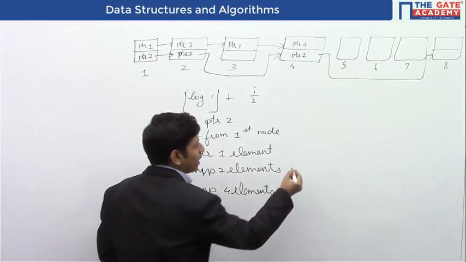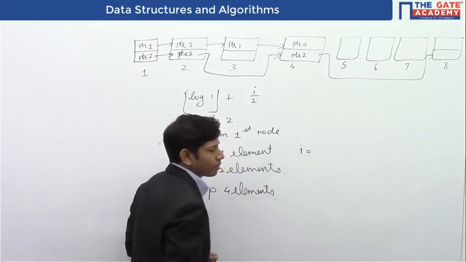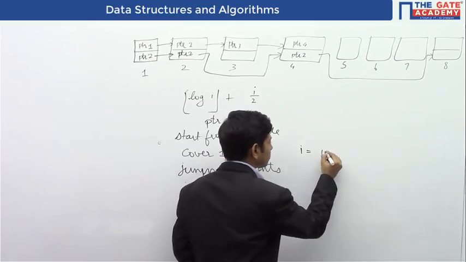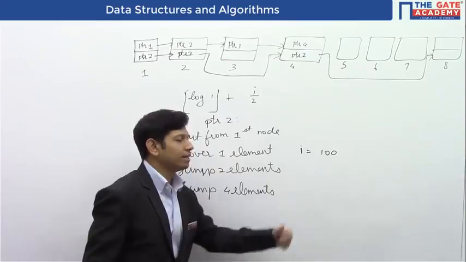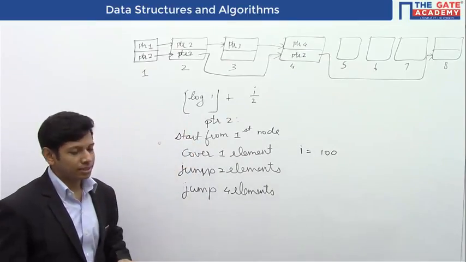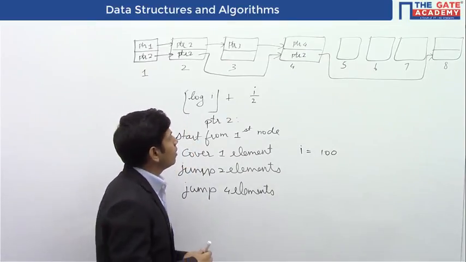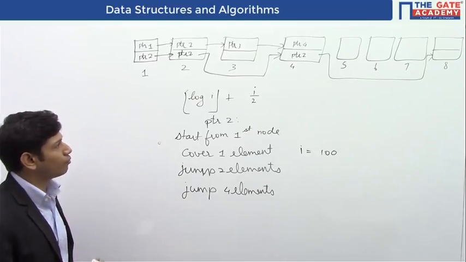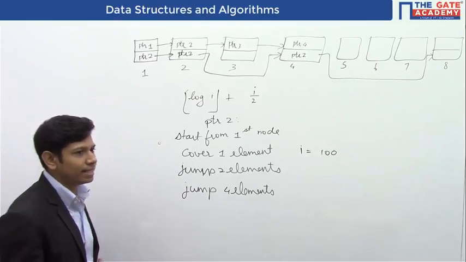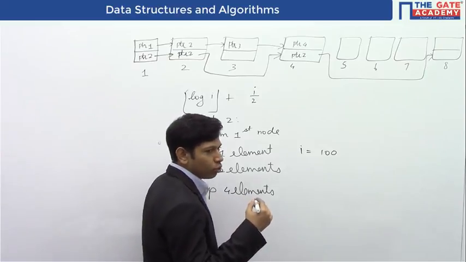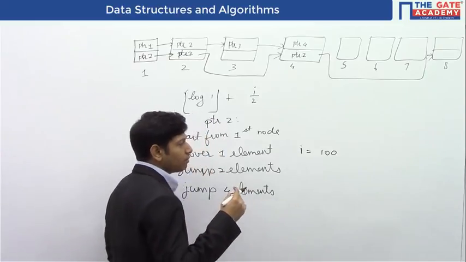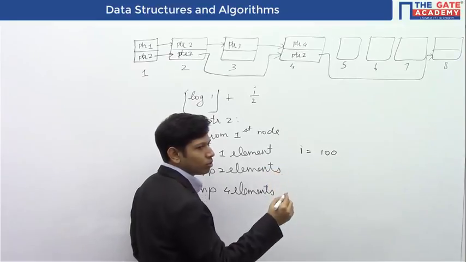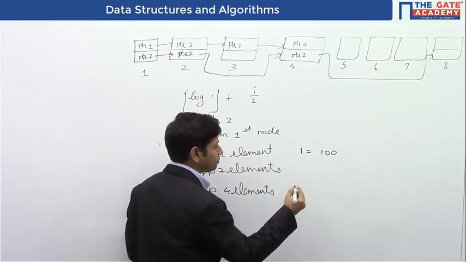Let's say I is 100. If I is 100, what are the values that we will get? First we will reach the second node, then we will reach the 4th node, then the 8th. Like this, we will reach all the nodes occurring in powers of 2.